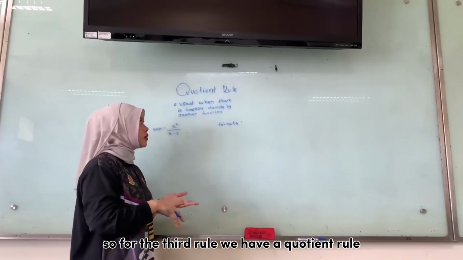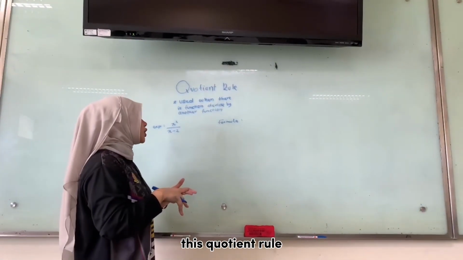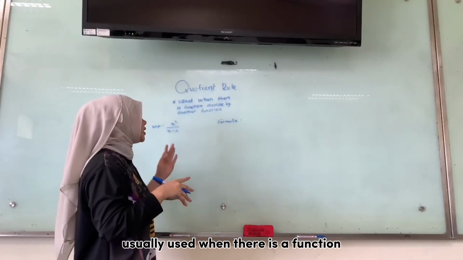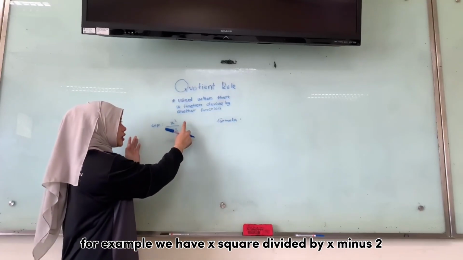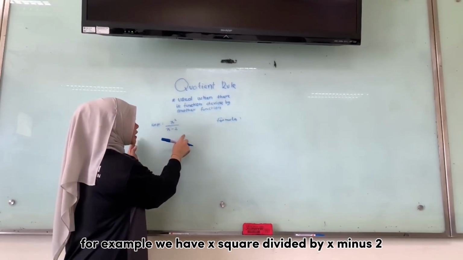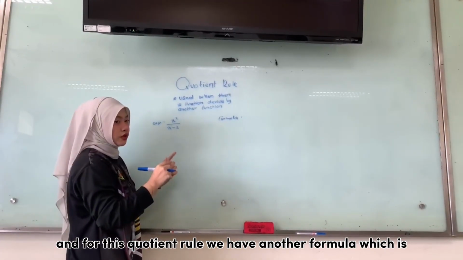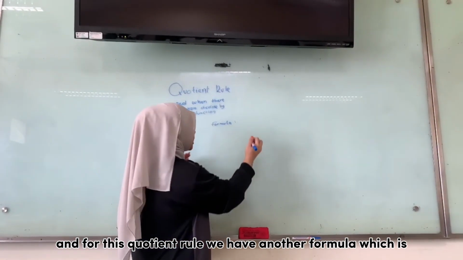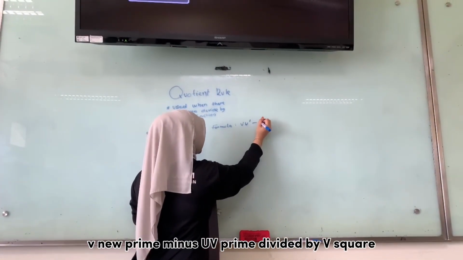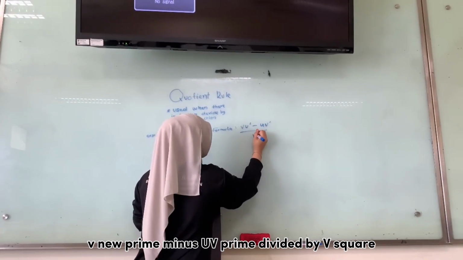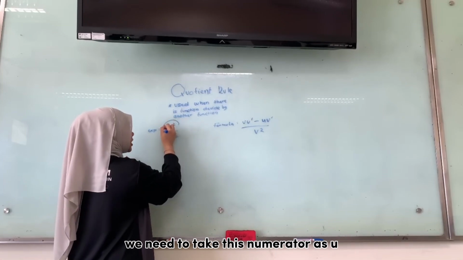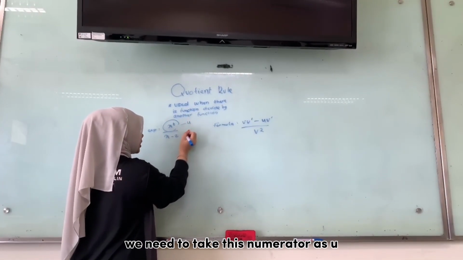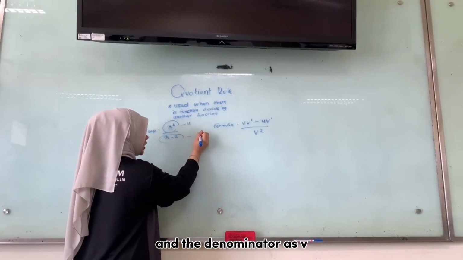So for the third rule, we have the quotient rule. This quotient rule is usually used when there is a function divided by another function. For example, we have x squared divided by x minus 2. And for this quotient rule, we have another formula, which is v u prime minus u v prime, divided by v squared. For this formula, we need to take the numerator as u and the denominator as v.